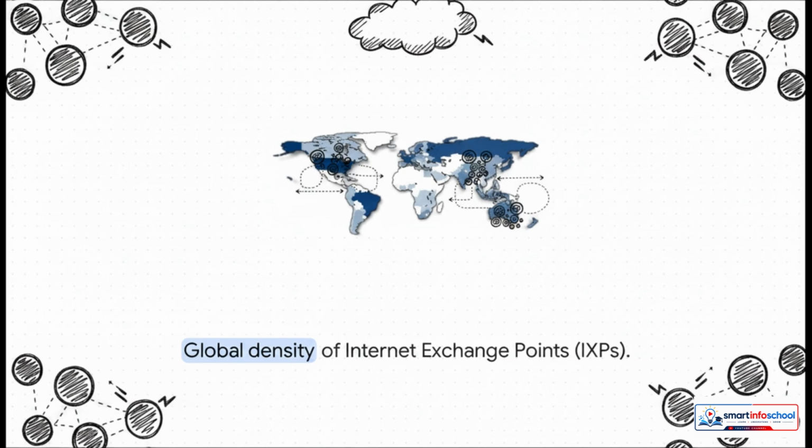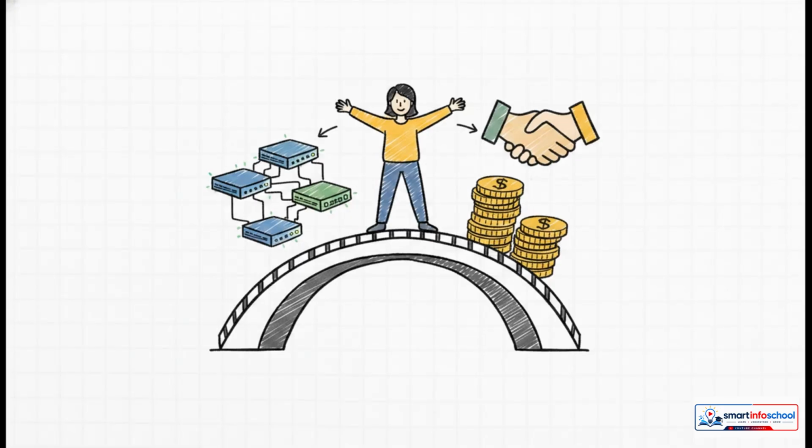Think about it. If you're emailing your neighbor down the street, your data really shouldn't have to bounce across an ocean to another continent and back. IXPs reduce those network hops, which drastically cuts transit costs for service providers and greatly improves the overall resilience of the internet.